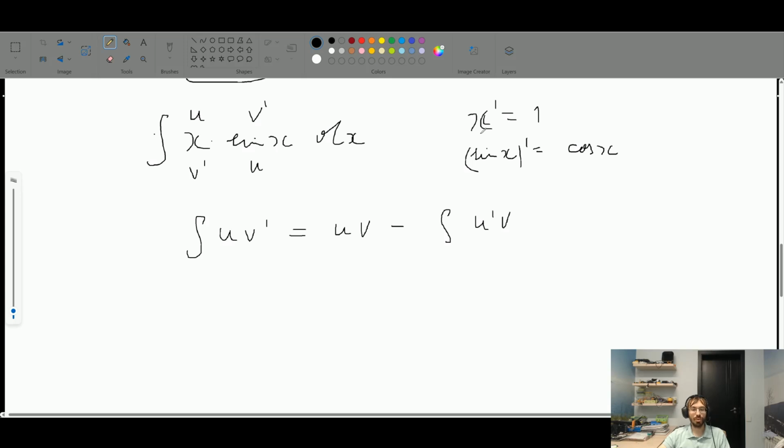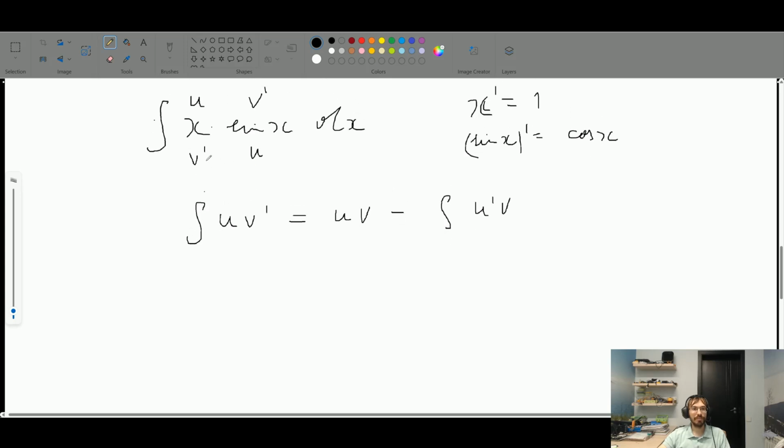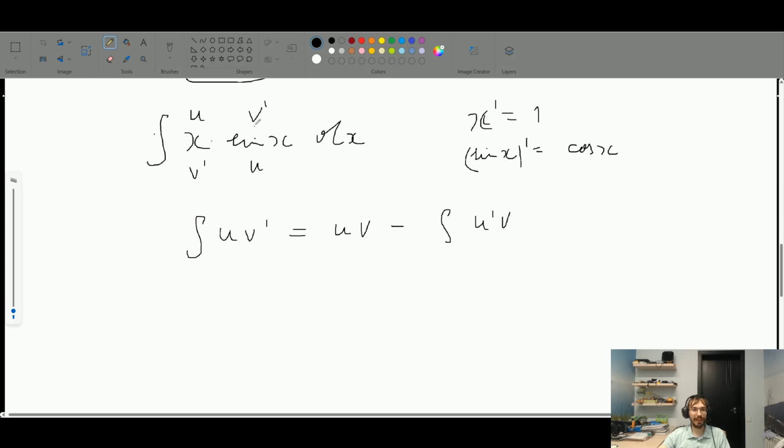Sometimes, however, you should also pay attention to the possibility of integrating v, because whatever you call v dash, in this case sin x, you'll have to integrate. If you call v dash a function that you cannot integrate on its own, then there is no point calling it v dash, because you will not be able to do anything with it. But here x is u and sin x is v dash.